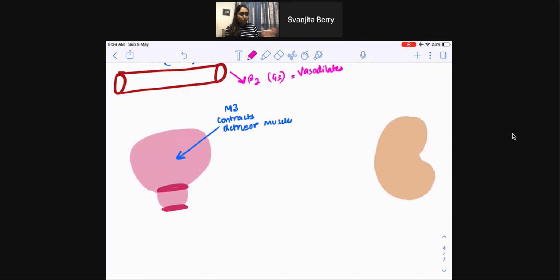Coming to the bladder, we have beta 3. It's easy, right? You have M3 and beta 3. They're both the 3s in the bladder. And how you can remember that is you have 1 kidney, 2 kidneys, and a bladder, a total of 3, right? I don't know if that helps, but something small for you.